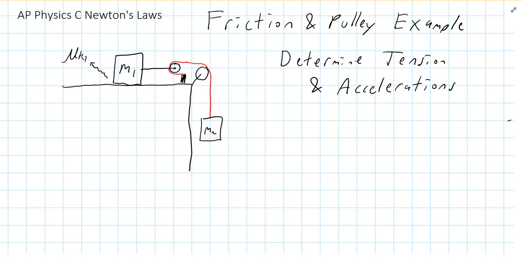Hey folks, I've got an example involving friction and a pulley system. Let me explain the picture. You've got an M1 up on the table, let's say it's a book, and there's going to be a coefficient of kinetic friction between the book and the table. And then you have some block hanging over the edge of the table, and they're attached via this red string and the pulley system that I've got drawn there.